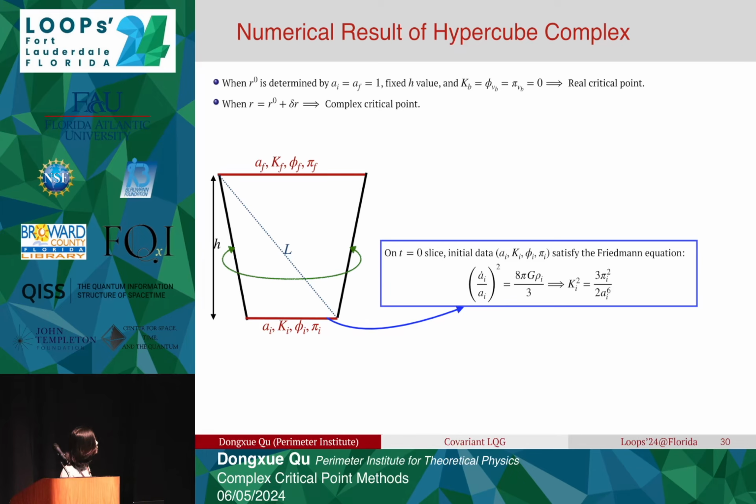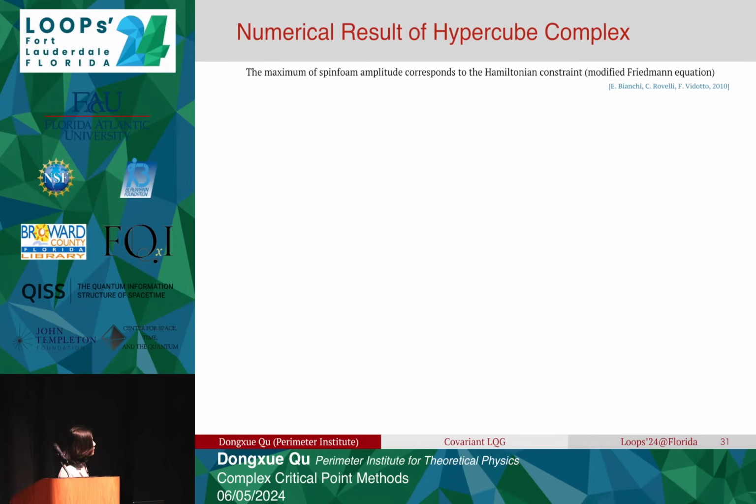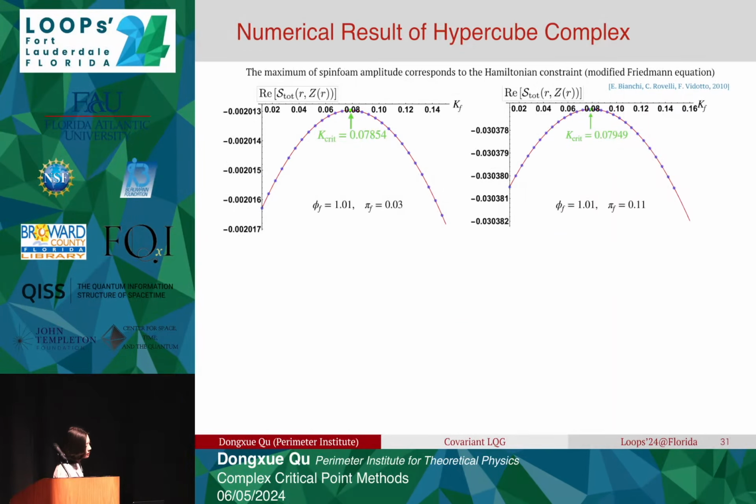We let the initial slice, the initial data, satisfy the Friedmann equation. And this is the Friedmann equation. For the final slice, we impose some data, this pair of final data. For each final data, we can always find the numerical solution to the critical equations and get the complex critical point. And this comes from the earlier idea on spin foam cosmology. The maximum of the spin foam amplitude always corresponds to the Hamiltonian constraint, which gives us the modified Friedmann equation. And here, the real part of the total action at the complex critical point, the maximum value, is also the maximum value of the spin foam amplitude.